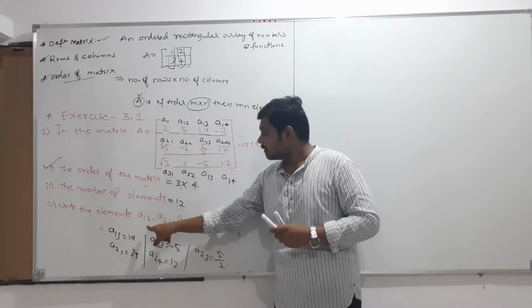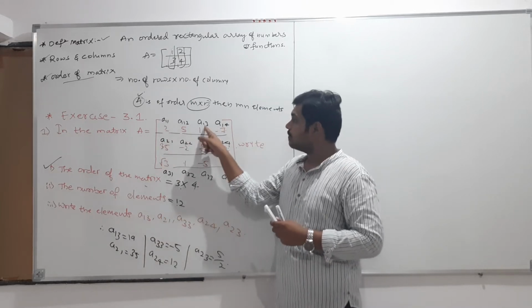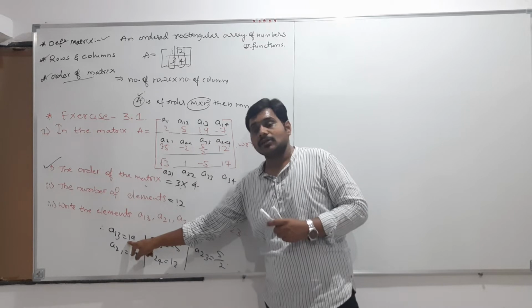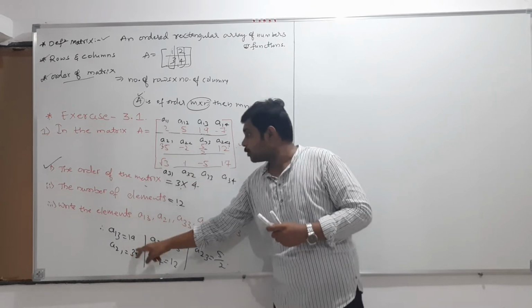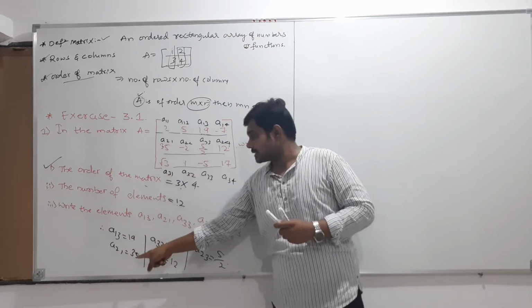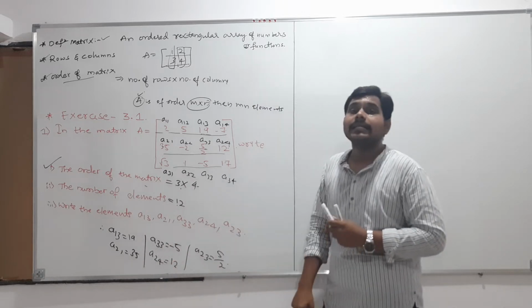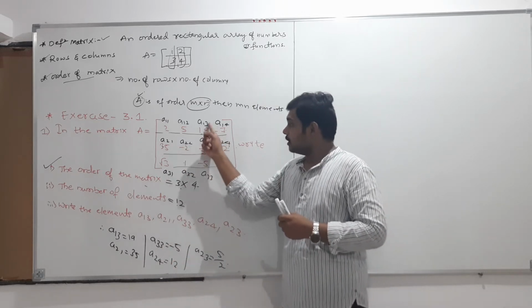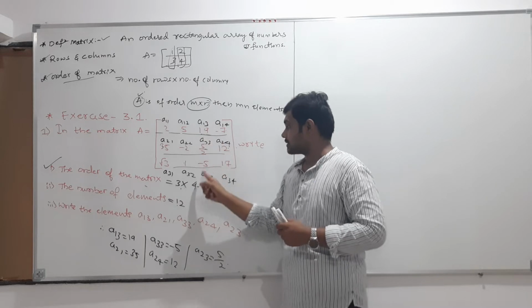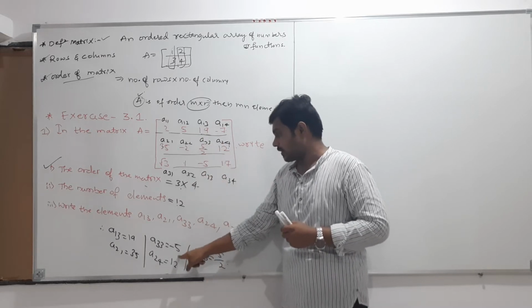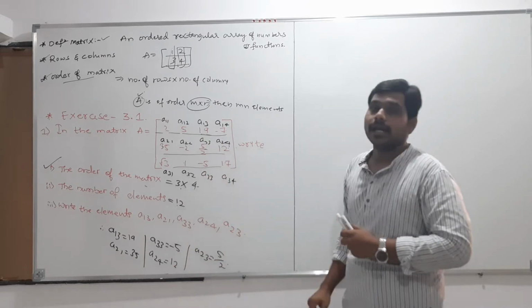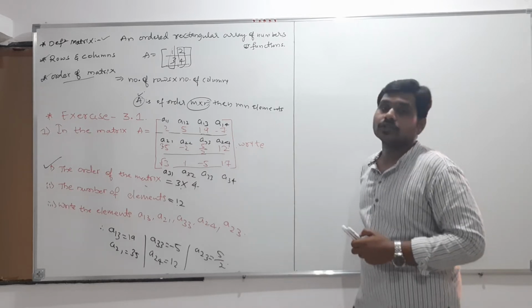a13 means what? First row, third column, that is 19, so a13 is equal to 19. And similarly a21, second row, first column, that is 35. And next they asked a33. So a33 means third row, third column, here it is, that is a33 is equal to -5. And similarly remaining a24 and a23. So this is the first question we discussed.